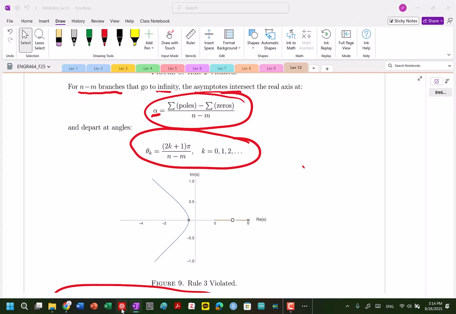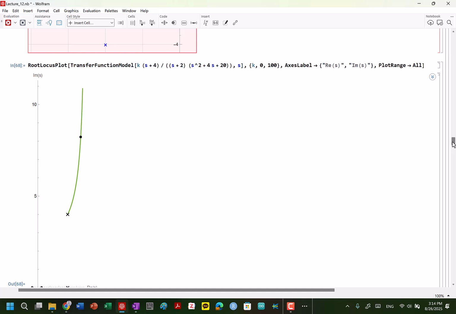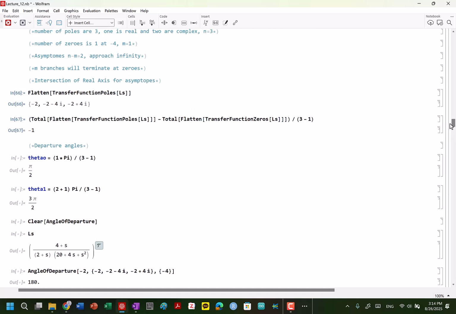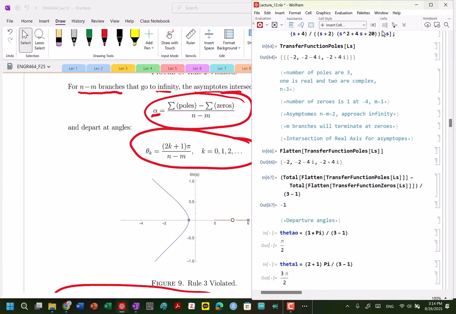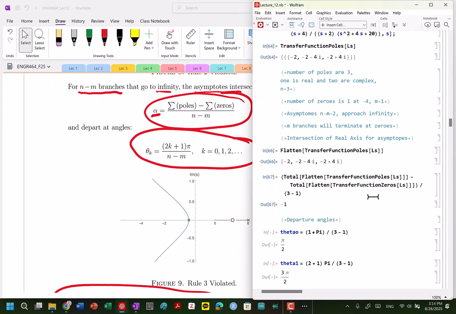What about the angle of departure? Let's go ahead and go up here. The angle of departure is always a little bit tricky, but we can get it. I want to keep it here. So the angle of departure will be 2k plus 1 over pi.